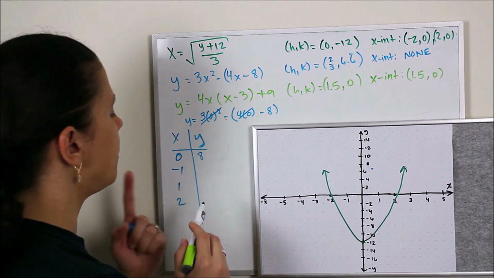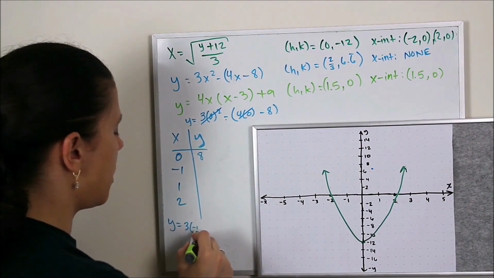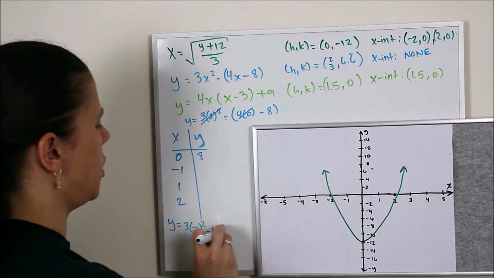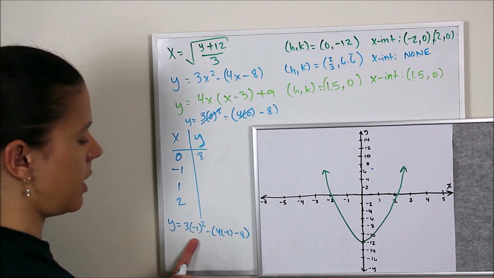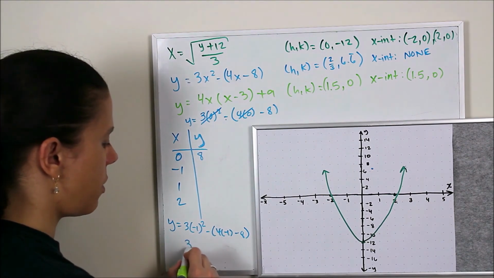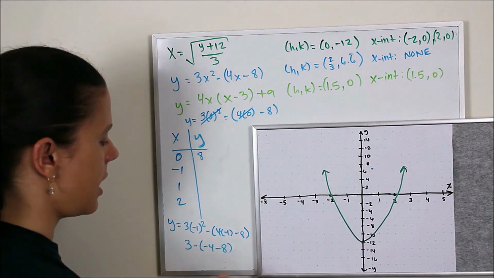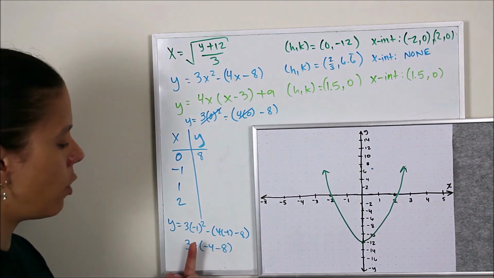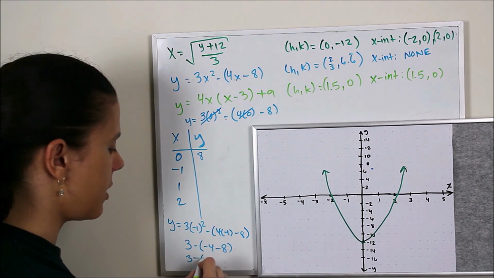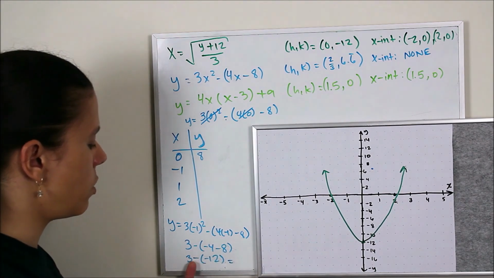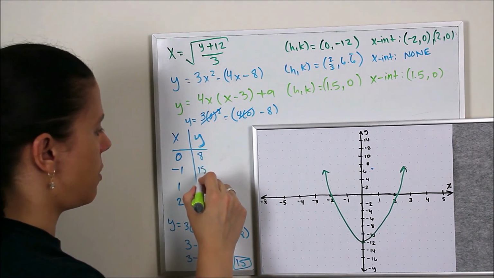And then for -1, we do the same thing. I'm just going to do it down here. y is going to be equal to 3 times (-1) squared minus 4 times -1 minus 8. And that is going to be 3, because (-1) squared is just 1. So this is going to be 3 minus -4 minus 8. So you can either distribute this negative, or you can just do -4 minus 8, which is -12. So this is going to be 3 minus -12, which is 3 plus 12, which is 15. All right, so that's going to be 15 right there.